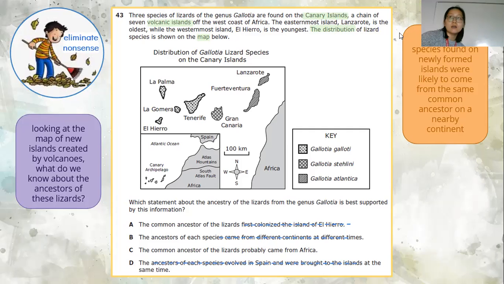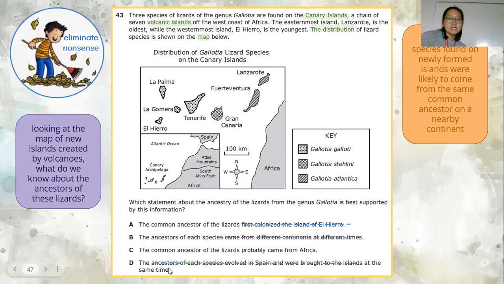And then we're able to cross out a bunch of the options that don't really make any sense, right? In A, it says the common ancestor of the lizards first colonized the island of El Hierro. And I want to say that's pretty far away. So it's probably not going to be first. So we're going to cross that out. B says the ancestors of each species came from different continents at different times. Well, we know that's not true because we know that the volcanoes, the islands all formed kind of around the same time, and that these species were all moving around the same time too because it's new free land.